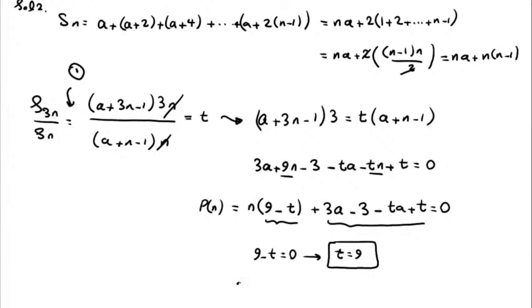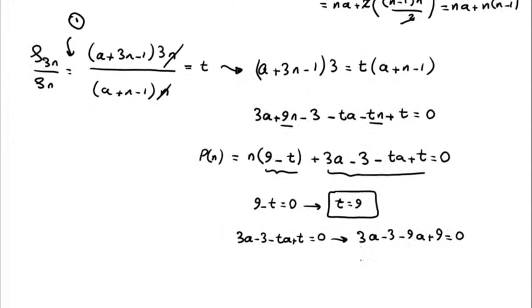And the constant term will be 0. 3a minus 3 minus ta plus t should be 0. If you replace t with 9, 3a minus 3 minus 9a plus 9 equals 0. 3a minus 9a will be negative 6a. 9 minus 3 will be 6, equal to 0. So here you conclude a is 1.